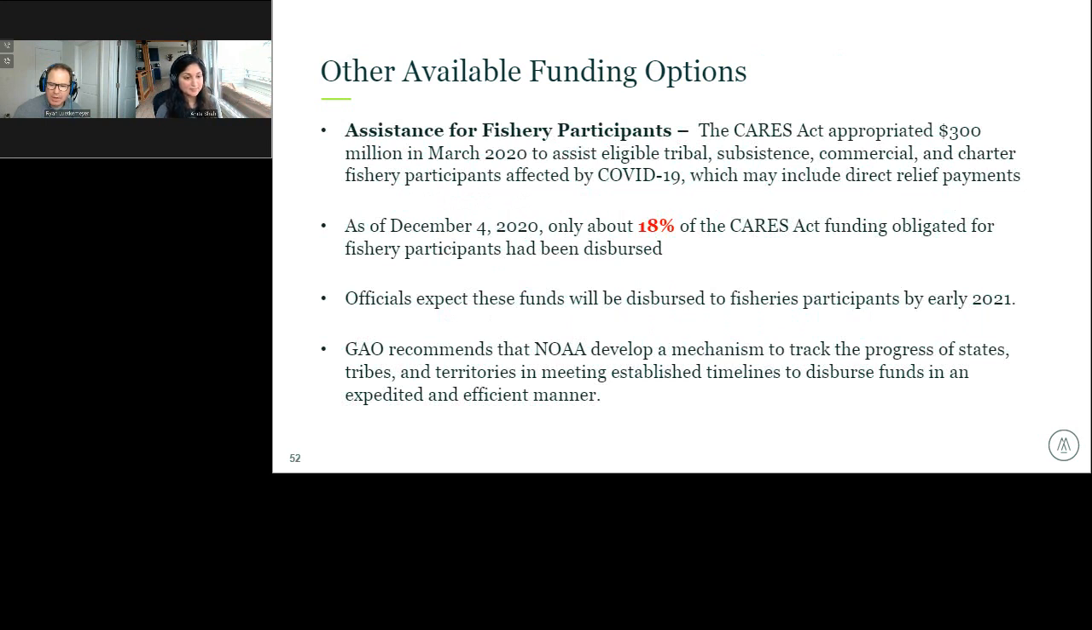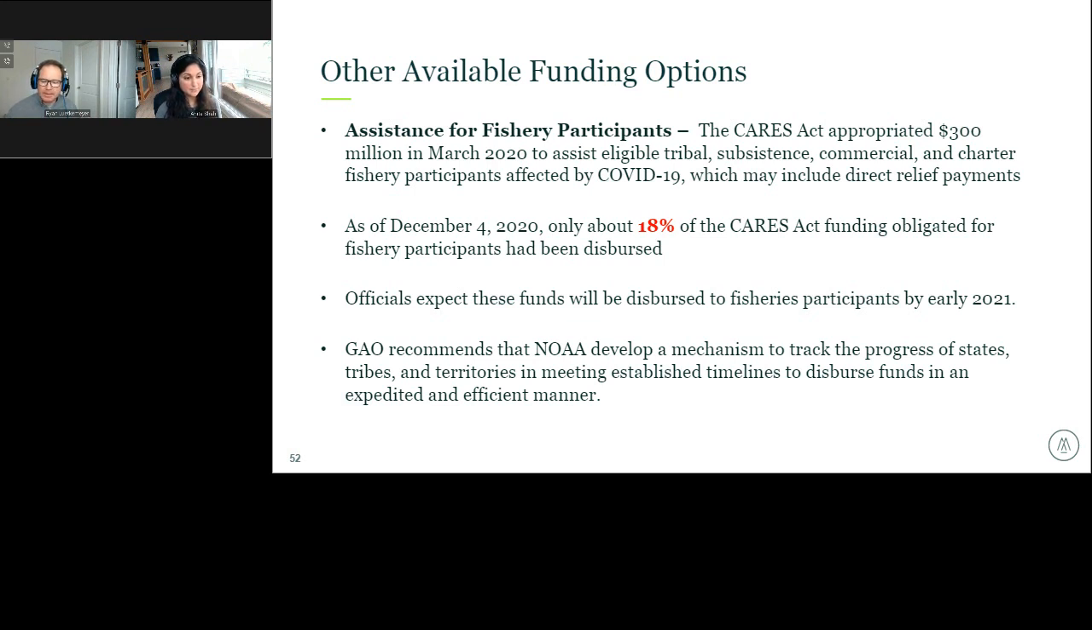Let's also talk about another funding source that actually came through the CARES Act, but really hasn't been widely adopted. And this is the assistance for fishery participants. The CARES Act did appropriate about $300 million to this particular program, and eligible tribal fisheries and commercial chartered fishery participants that were affected by COVID may receive direct relief payments for this grant. But as of December 4th, really only 18% of the funds have been distributed for tribes. So it's really been a very underutilized program.